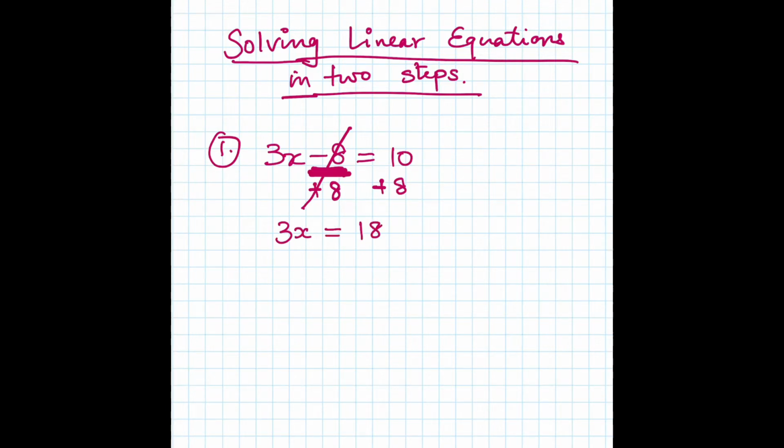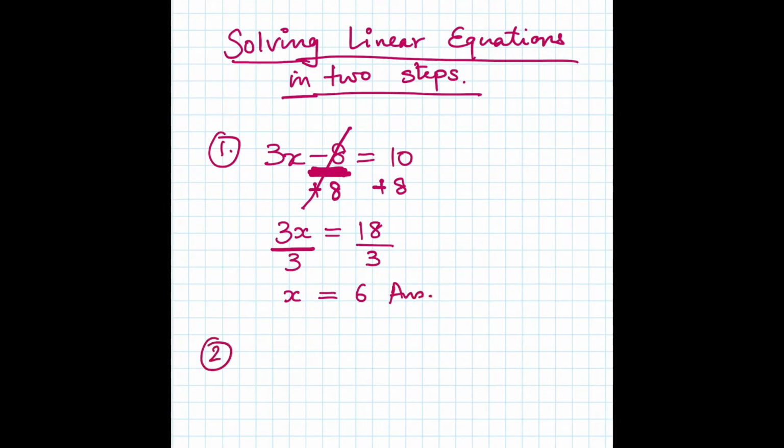Again, smart people will say 3 times some number is equal to 18, and that number is 6. But no, you have to show the working. So you have to do divided by 3 on both sides, and that gives you x is equal to 6. Right, and you have to show the working. So that is the answer.